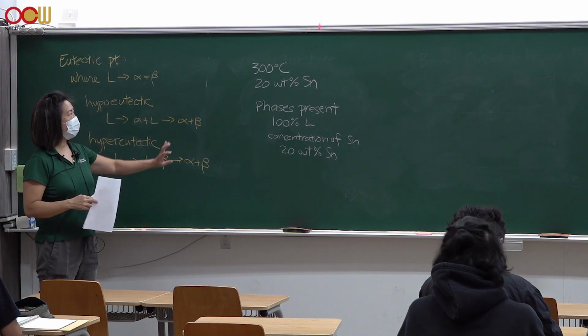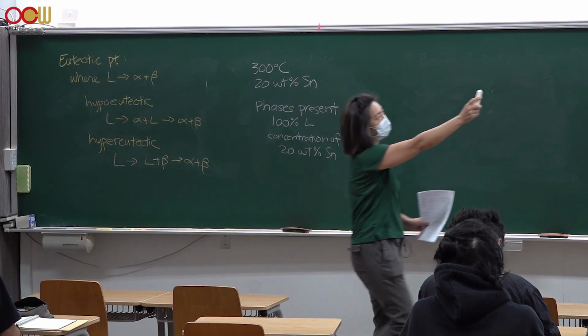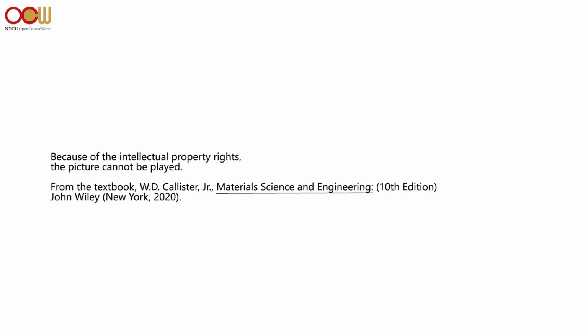Okay, any questions about how I got this? So I'm looking at that top red dot, right? 300 degrees Celsius, 20 weight percent tin. If I look at that top red dot, it sits inside that liquid region. There's no other phases present, so I know I have 100% liquid. And if I have 100% liquid, then that liquid must have the same composition as my material, which is 20 weight percent tin and 80 weight percent lead.